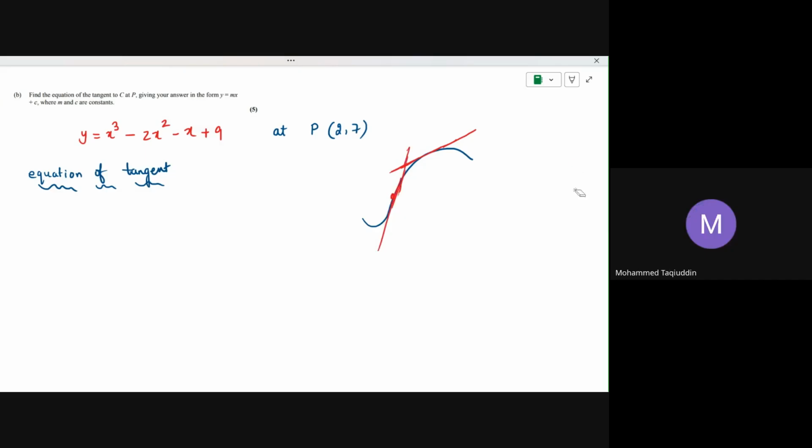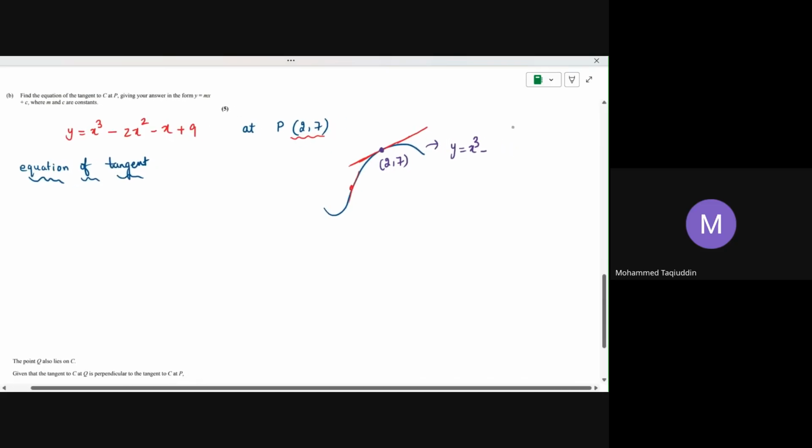But the thing I have to understand here is that the question says I have to find the equation of a tangent, not at every point of this curve. I have to find it at a specific point. They are very specific: (2, 7). So let's say this is the point (2, 7), and suppose this is the function y equals x cubed minus 2x squared minus x plus 9.